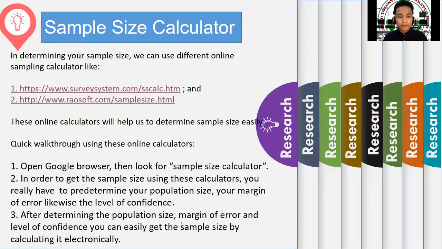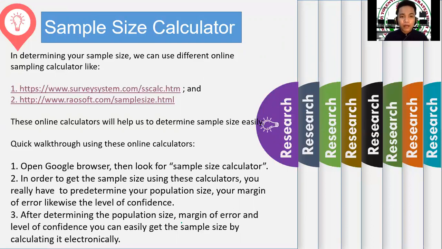Okay, quick glimpse. So, quick walkthrough using this online calculator. So, paano natin siya gagamitin? Number one, open your Google browser. Then look for the sample size calculator. Number two, in order to get the sample size using these calculators, you really have to predetermine your population size, margin of error, likewise the level of confidence. Take note of the word predetermine.